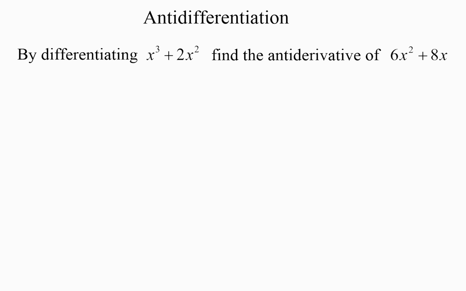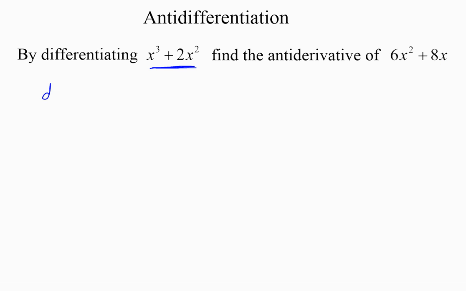Let's look at some more questions on antidifferentiation or antiderivative. By differentiating x cubed plus 2x squared, find the antiderivative of 6x squared plus 8x. So let's first start by differentiating this.